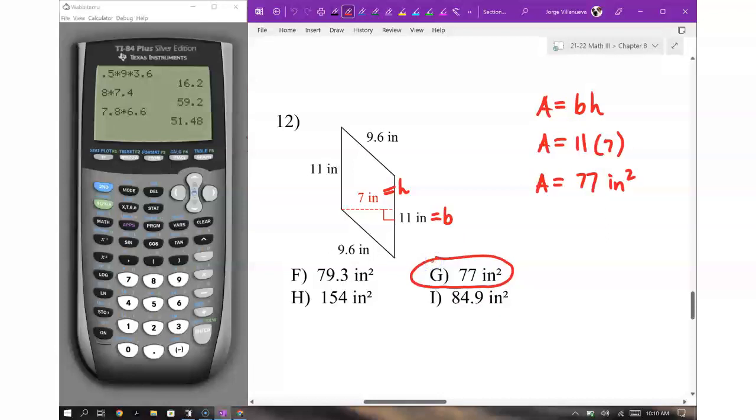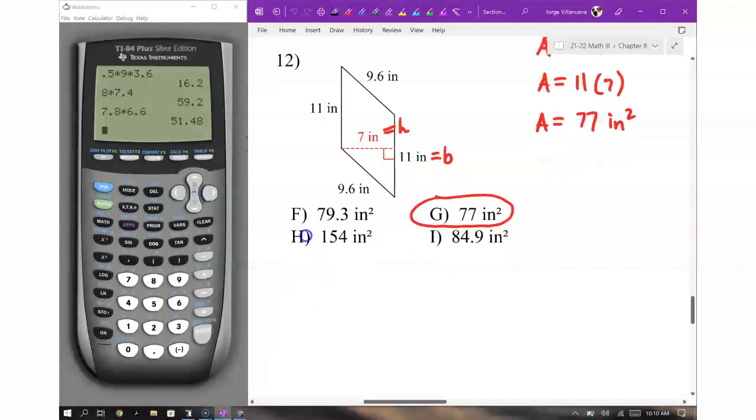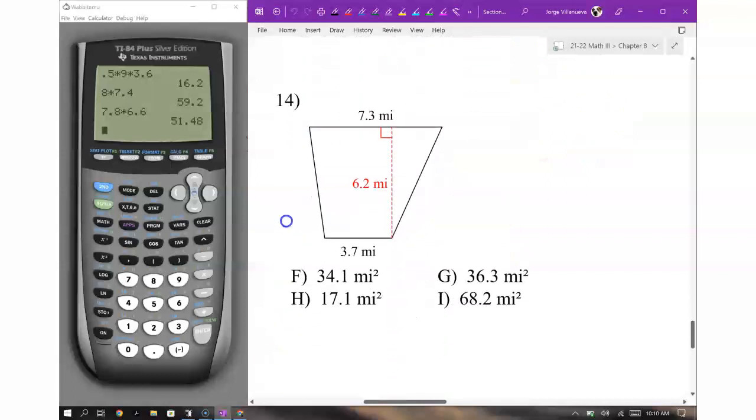So yeah, maybe the only tricky thing here is, I would agree with you, 11 looks like it's the height because it's going up and down, right? But since they tend to draw it for us and they use a different color, it makes it a little more obvious that your H is 7. Okay? All right, last 2. So again, we're doing half the homework here.